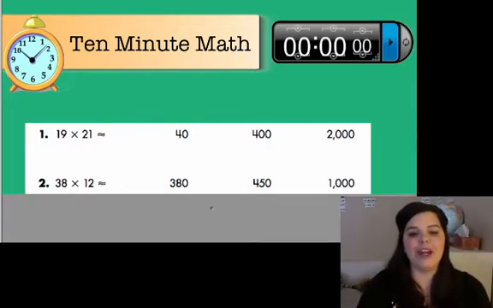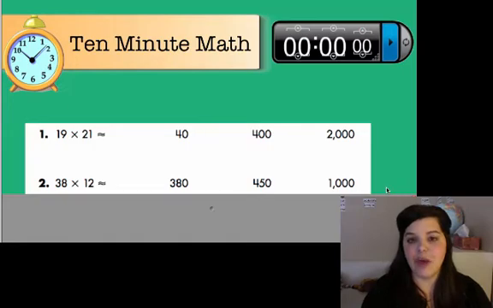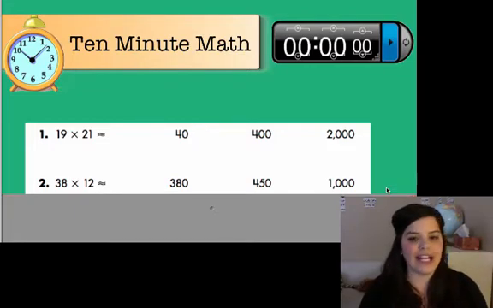All right, well, right off the bat, I feel pretty comfortable eliminating 1,000 because if I look at the number 38 times 12, I'm going to change that number 12 to a 10. 10 times 38 gives me 380. Now, don't be so quick to jump to that 380 answer. And if you did, let me explain why 450 is a better answer.